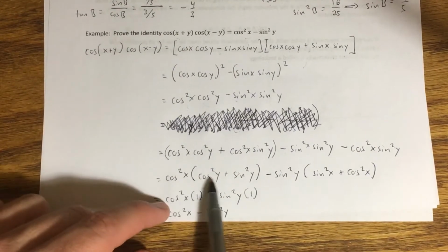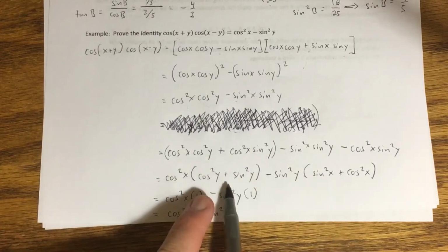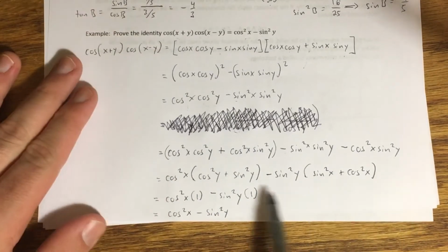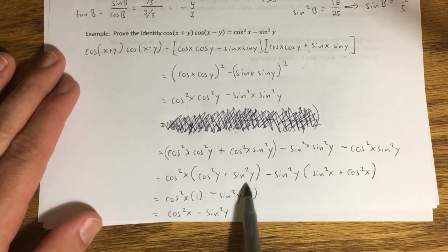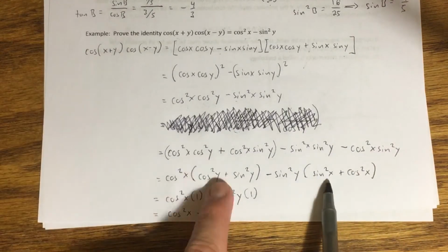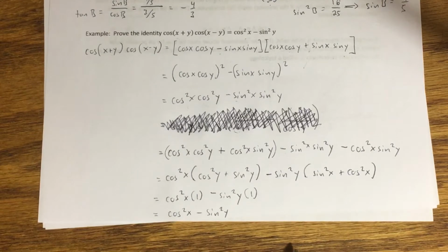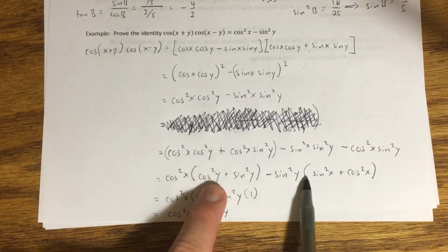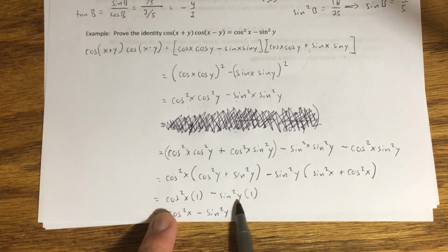And so now what we have in each set of parentheses is a place where we can use a Pythagorean identity. Cosine squared of y plus sine squared of y. Sine squared of x plus cosine squared of x. Each of those is equal to 1 by our Pythagorean identity. And notice that simplifies way down in this next step. Cosine squared of x times 1 minus sine squared of y times 1.